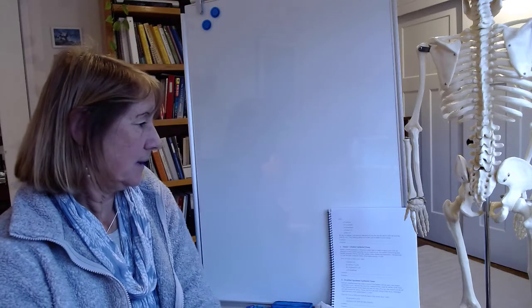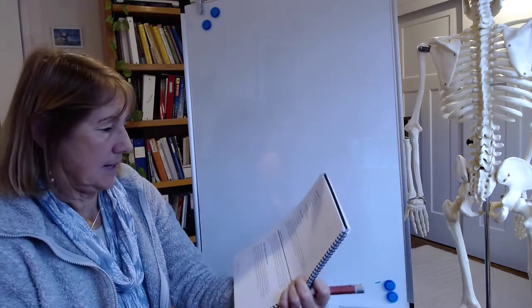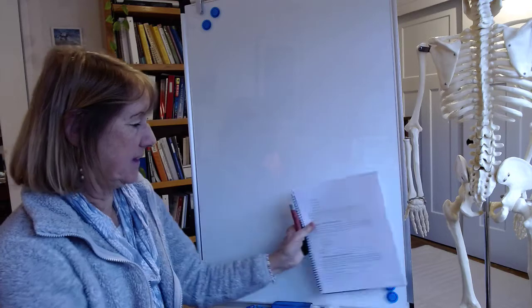Hello, you guys. I wanted to give you a little bit more instruction on your drawings and what those should look like and how you're studying the tissues. So I'm going to take the very first one of those, which is the simple columnar epithelial tissue.